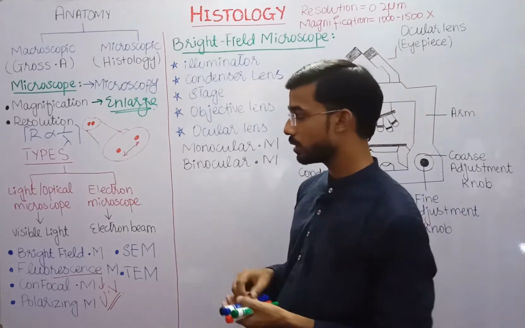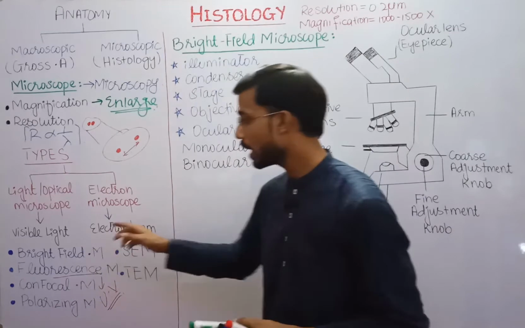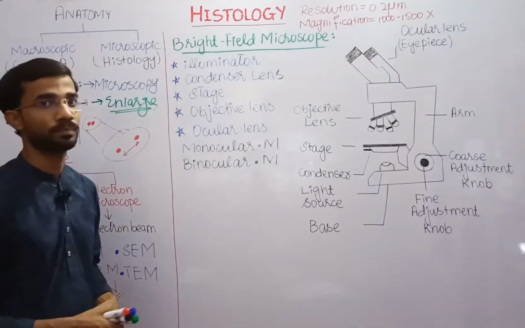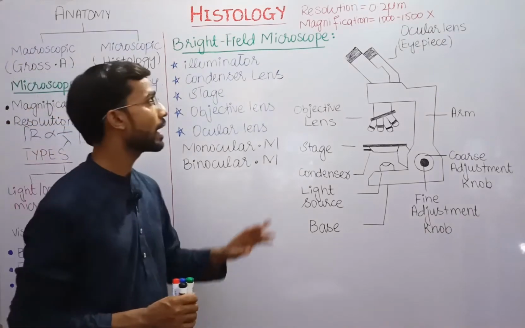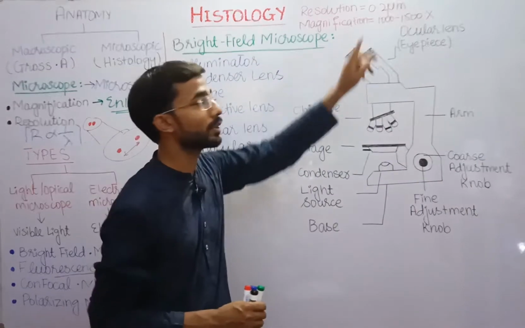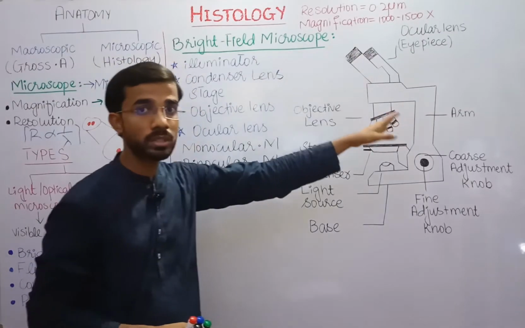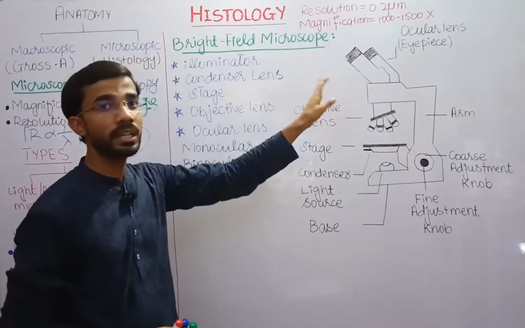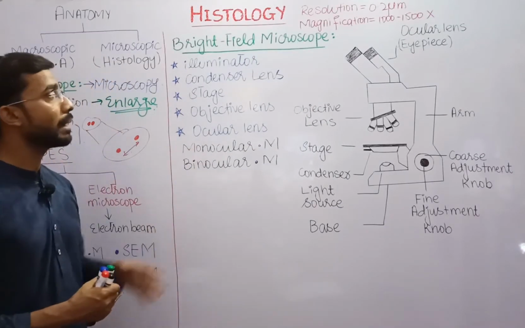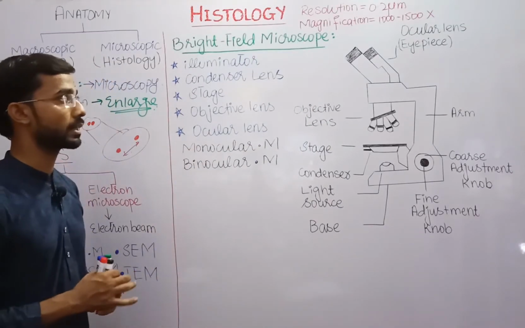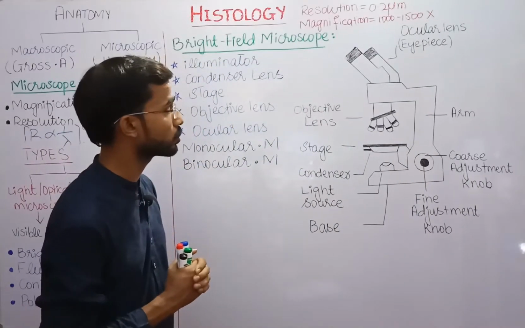Now we study in detail the bright field microscope. Bright field microscope has a resolution of 0.2 micrometer and a magnification of 1000 to 1500x. Bright field microscope has different parts. Like here you can see a bright field microscope.